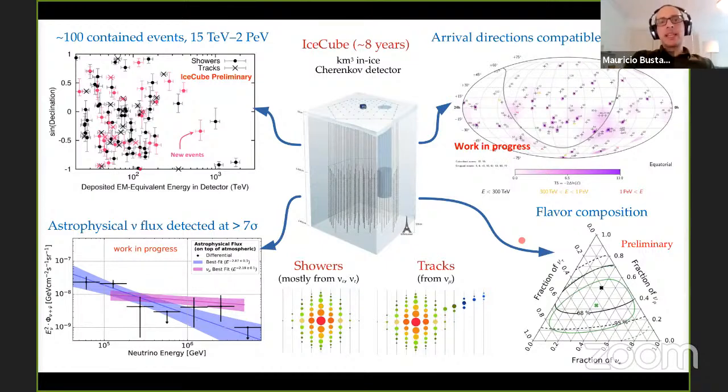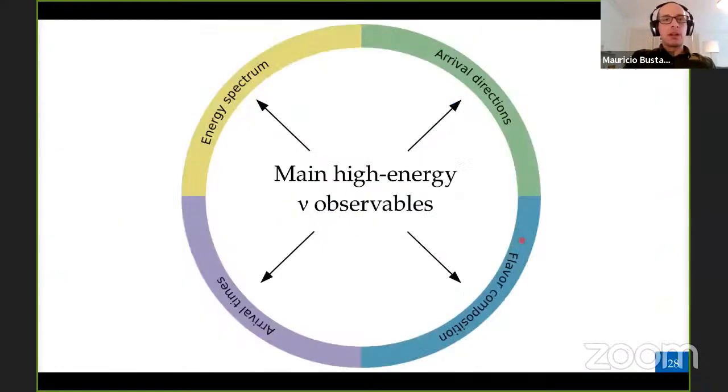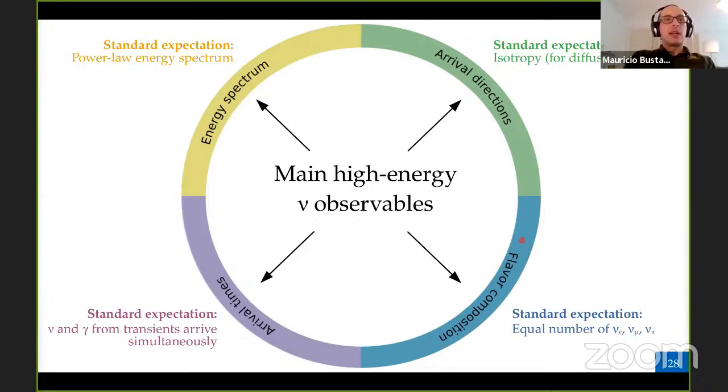But taking a step back, there are four main observables of high-energy neutrinos that IceCube, and really any neutrino telescope, is sensitive to. And it's on the basis of these that everything else is inferred. The first one is the energy spectrum. This is how many neutrinos of each energy we detect. The standard expectation is that it should be a power law in energy, so E to the minus some number, the spectral index. That is a number that we only know uncertainly at this point. And this is, again, a first-order expectation. In reality, it could be a power law with some features.